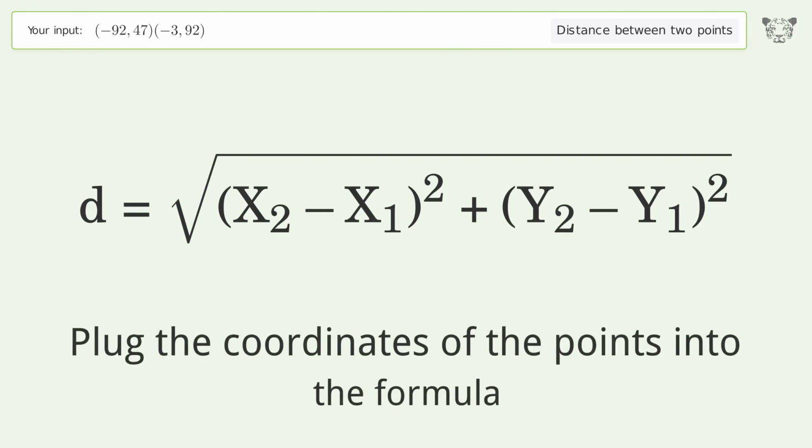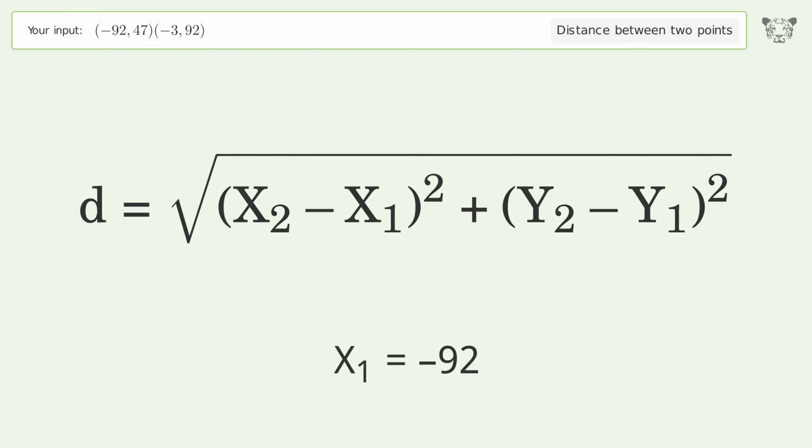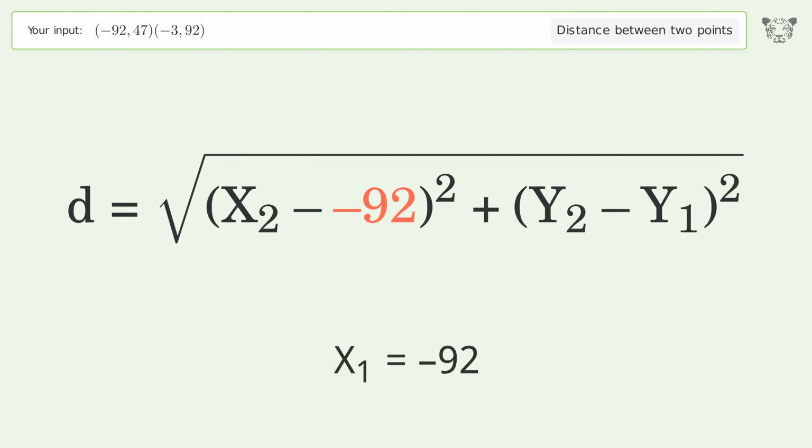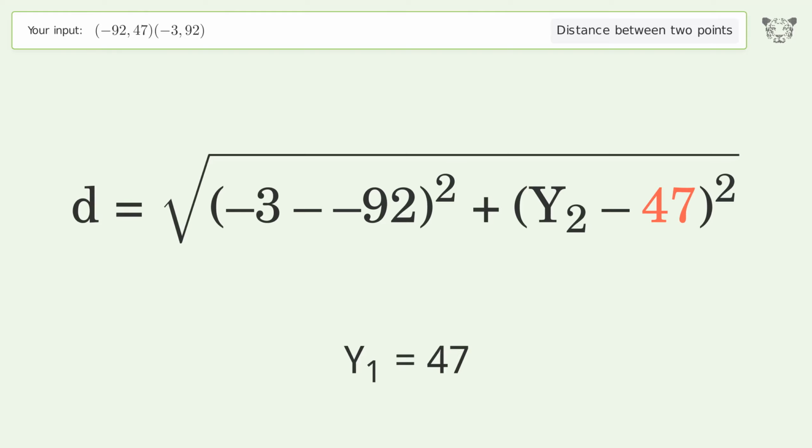Plug the coordinates of the points into the formula. x1 equals -92. x2 equals -3. y1 equals 47. y2 equals 92.